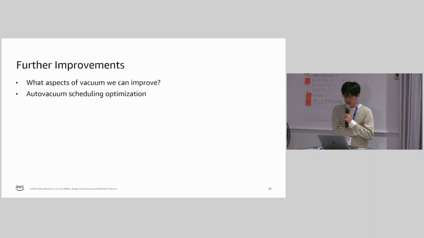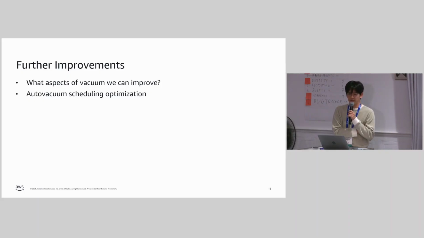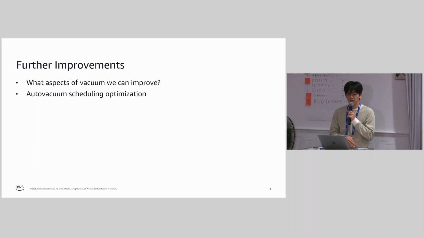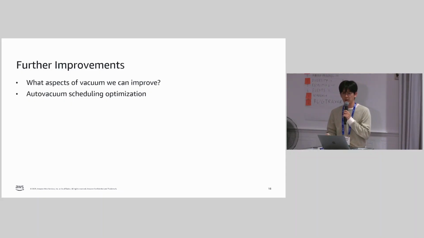At the end of the presentation, the one question I'd like to ask all of you in this room is: what aspects of vacuum can we improve further, given its significant improvement in recent years? I think one of the key areas we need to improve is autovacuum scheduling optimization. Autovacuum itself has now gotten much faster, but many systems still rely on autovacuum. So maybe optimizing autovacuum scheduling further is a key area we can improve.